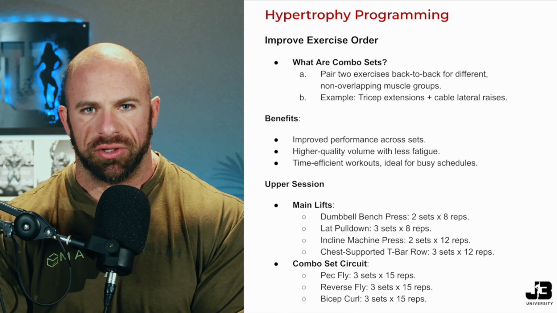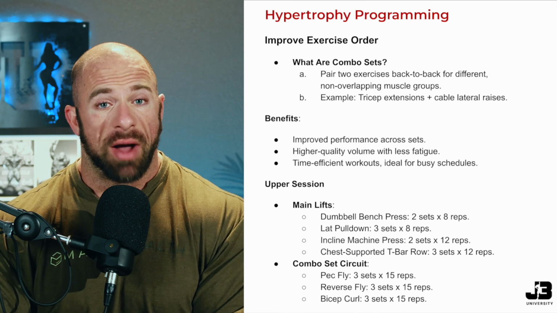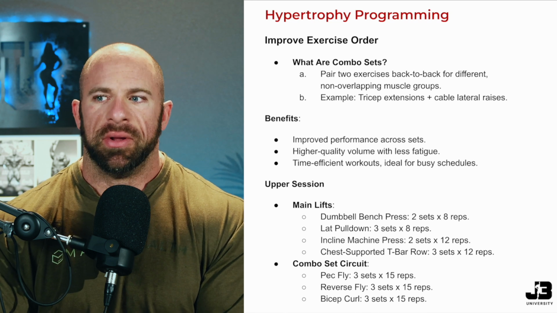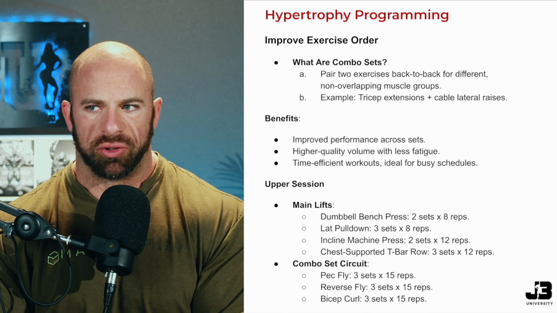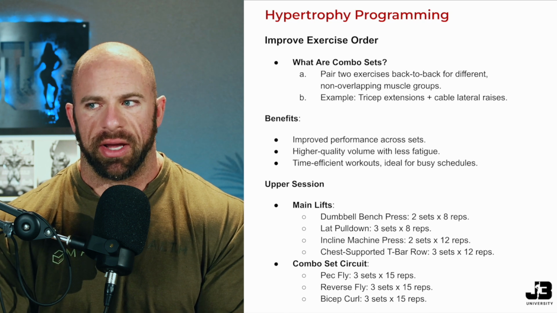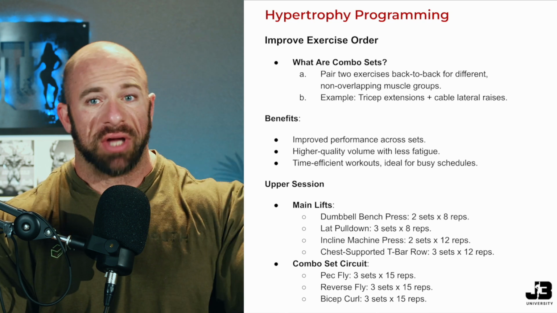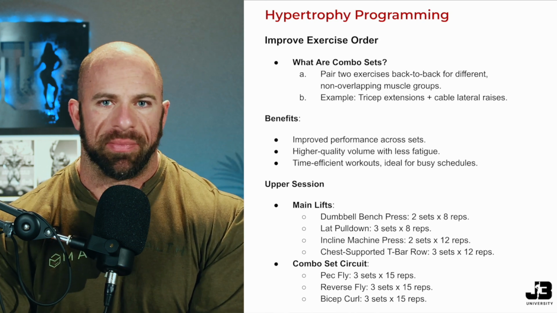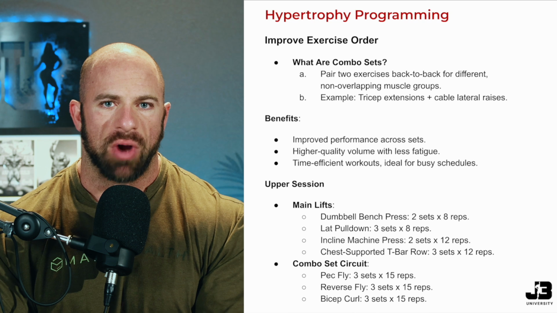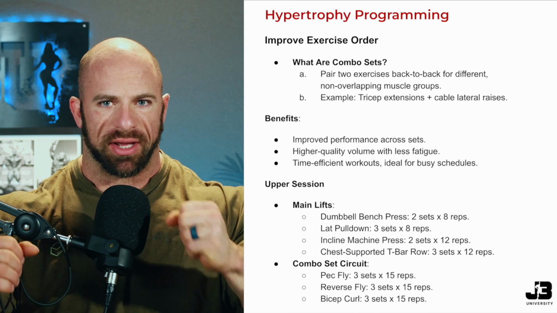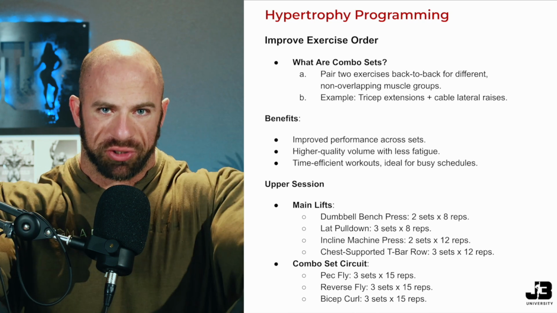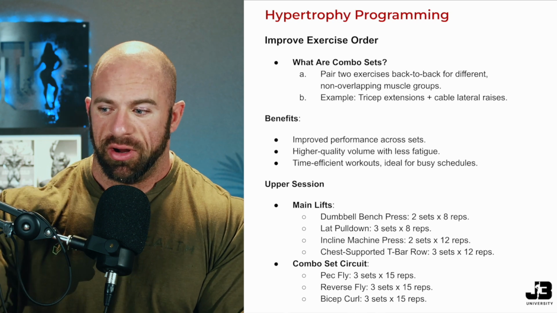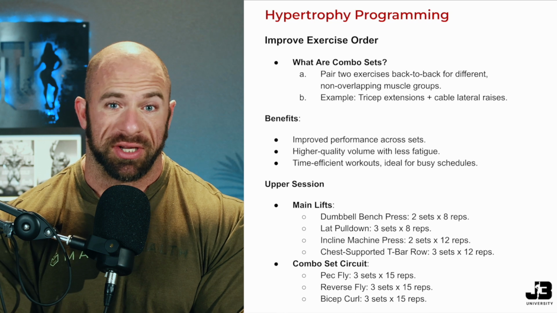But here's one thing I wanted to introduce to you, which is the idea of combo sets. These are 2 exercises paired back to back for different non-overlapping muscle groups. So this example here would be doing a tricep extension to a cable lateral raise, right? So it's a completely different muscle. There's no overlap, no crossover to where there's going to be a drop off from fatigue. A traditional superset is like a tricep extension into a close grip bench press. What's going to happen to your close grip bench press after you do a tricep extension?